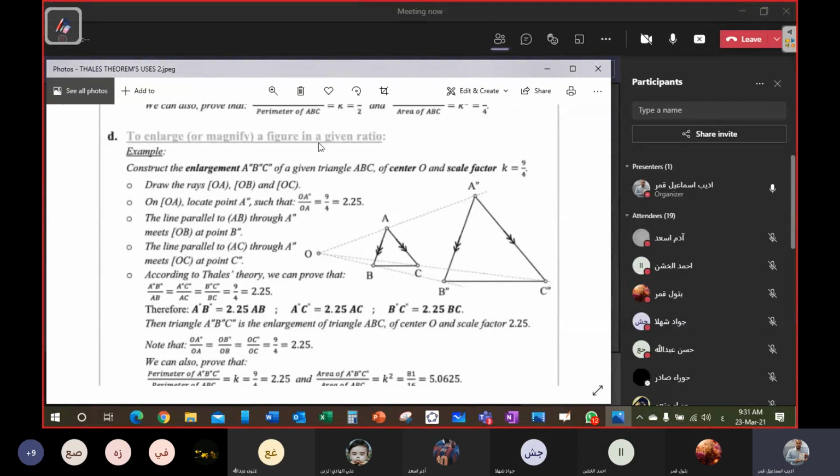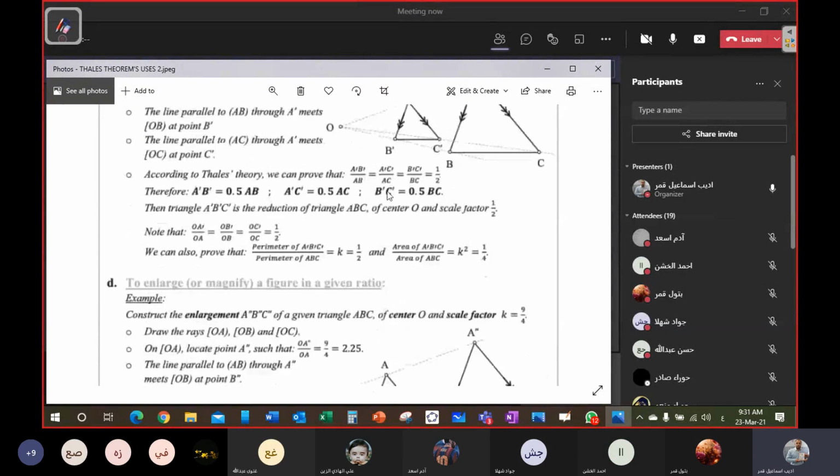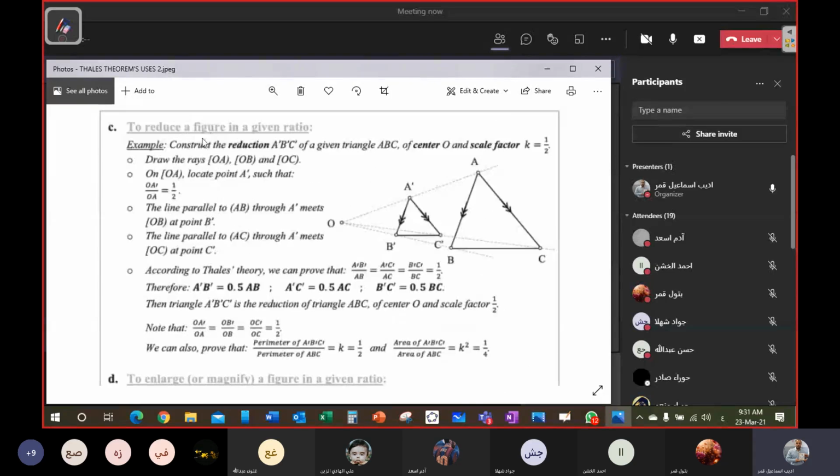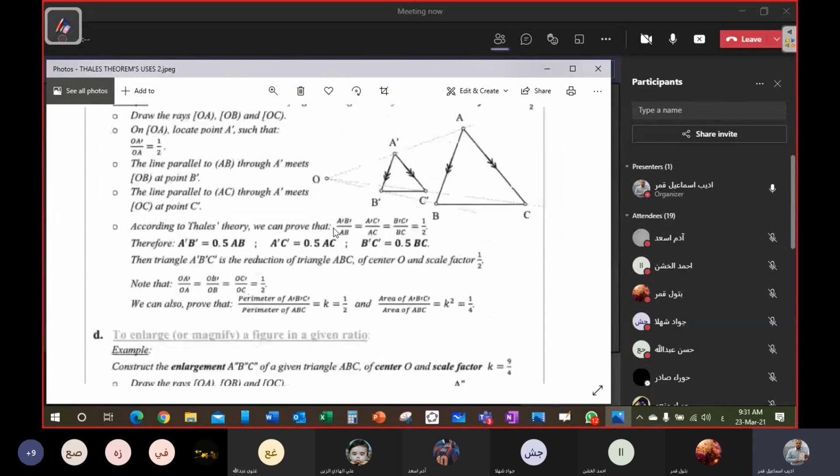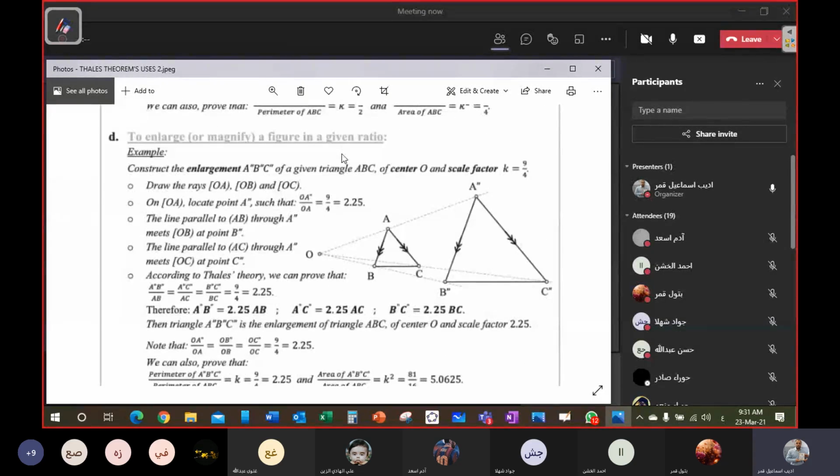given ratio. To reduce a figure, we should have two elements, the center of reduction and the scale factor. The scale factor gives us by how much we reduce a figure, and the center tells us starting from what point. And here also we should enlarge or magnify a figure in a given ratio.